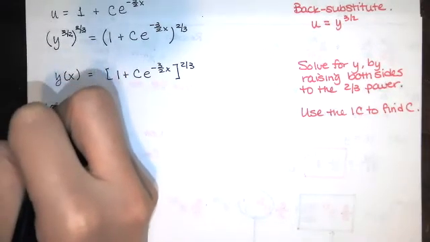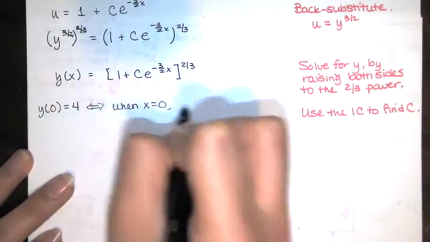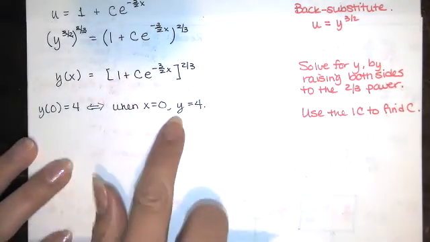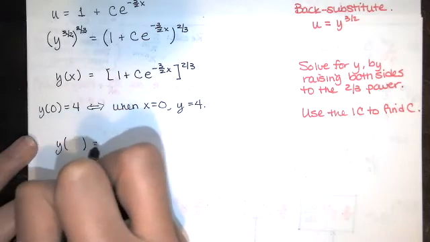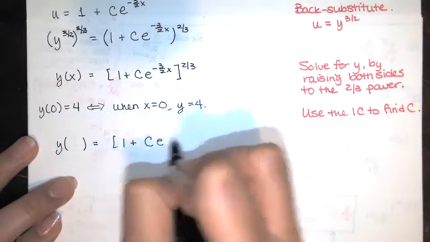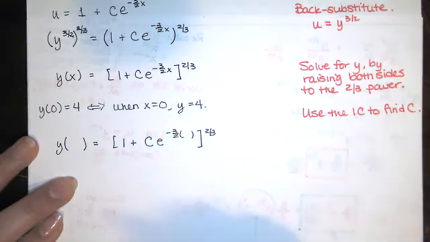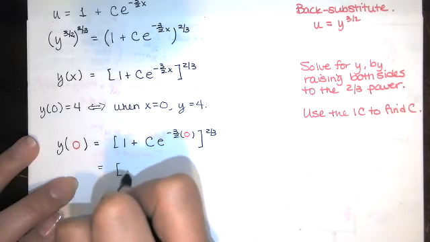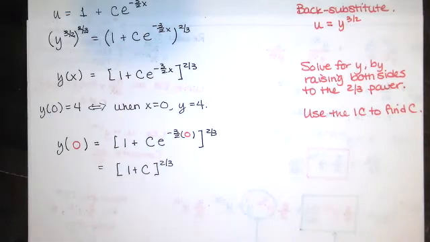So we have y of 0 equals 4. And let's translate that. That means that when x equals 0, y has to equal 4. So to find the right value of c that makes this statement true, I'm going to replace x with 0. And e to the 0 is 1, of course. And that's what we get. We get 1 plus c raised to the 2/3 power is y of 0 in general.